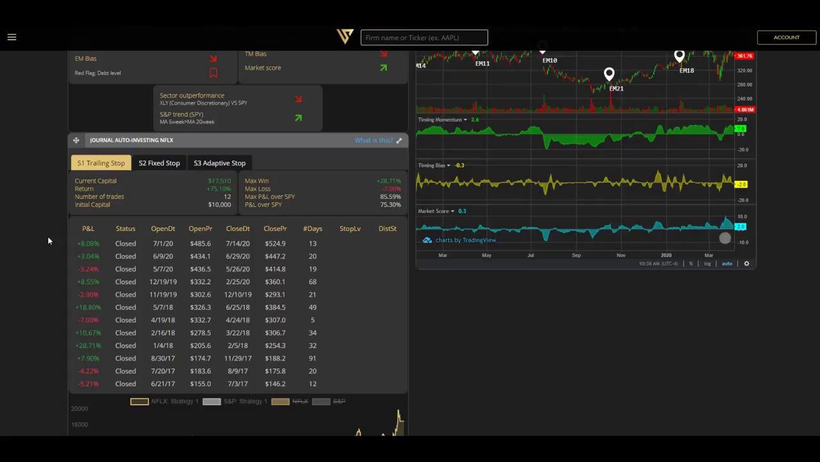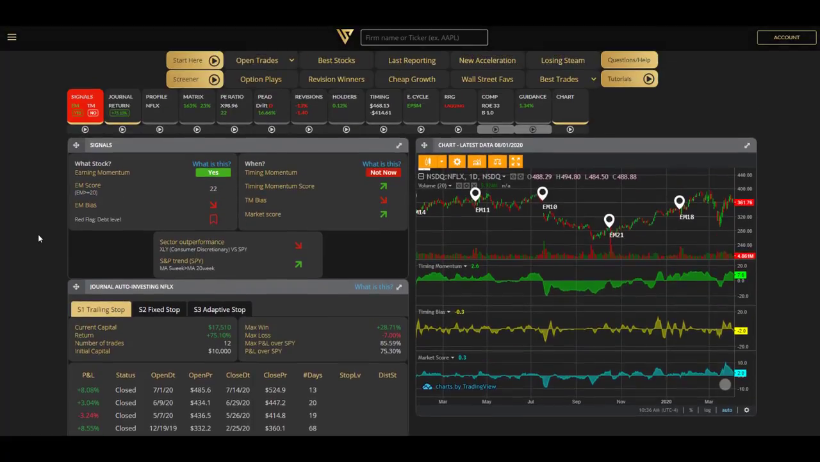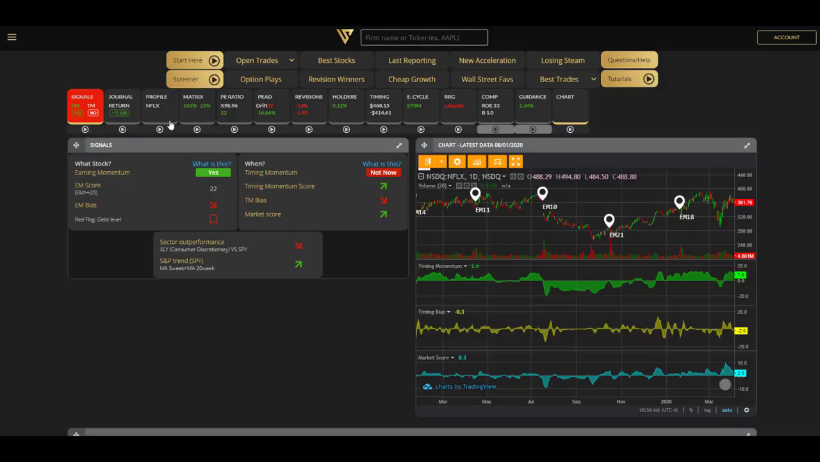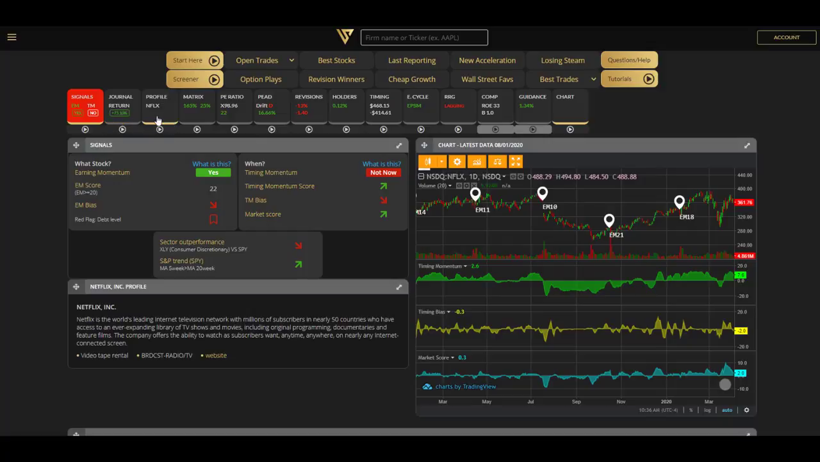That is very important in your investing, is remove your emotion. That's probably the most important lesson here. The second thing or third thing is the profile. So this profile widget is pretty self-explanatory.